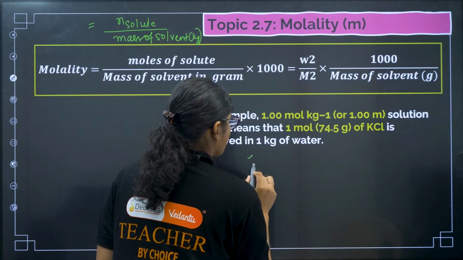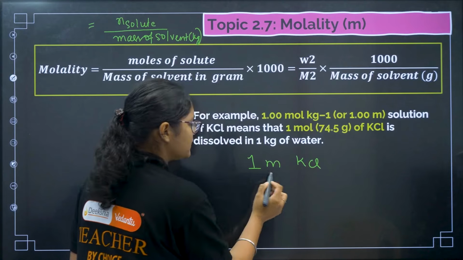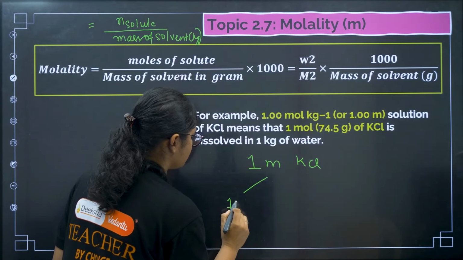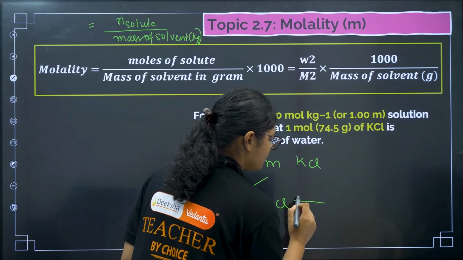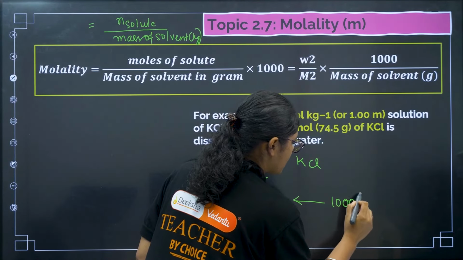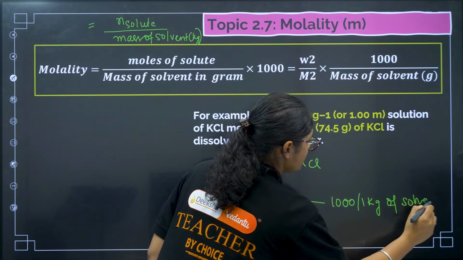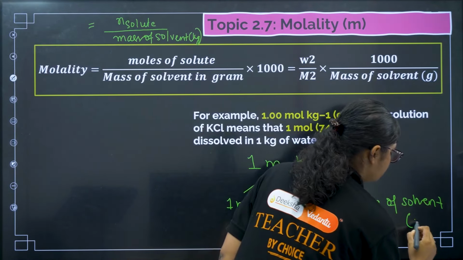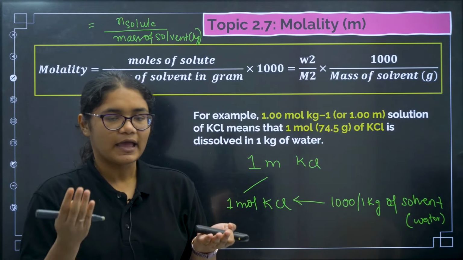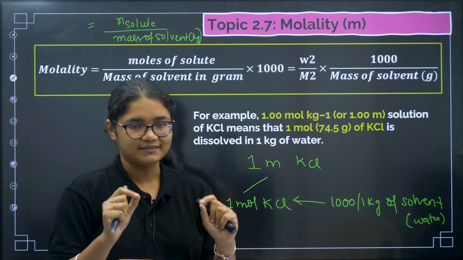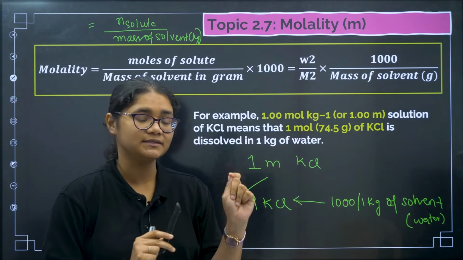Next we will take an example. Suppose it is given to you that 1 m of KCl solution. What does this represent? First thing, we have 1 mole of KCl in this. 1 mole of KCl is present in 1000 gram, or I can say 1 kg of solvent. If the solvent is not mentioned, we take solvent as water, right? So you have taken 1 kg of water and you have added 1 mole of KCl. The solution that is formed here, its concentration is 1 m or 1 small m.